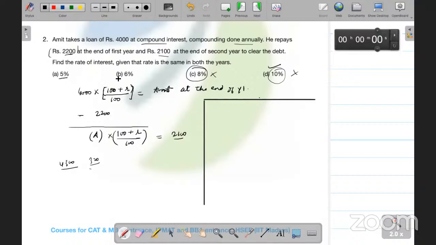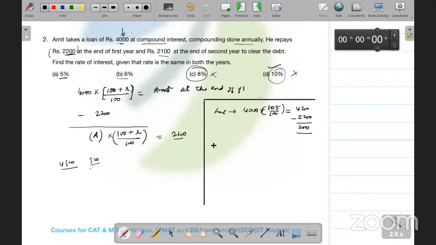Now, out of the given two options remaining, I will try out with 5%. What happens when you lend money at 4,000 rupees at 5%? So the amount at the end of first year is 4,000 into 105 upon 100. This should be equal to how much? 4,200. From 4,200, 2,200 is paid back. So the balance amount remaining is 2,000 rupees.